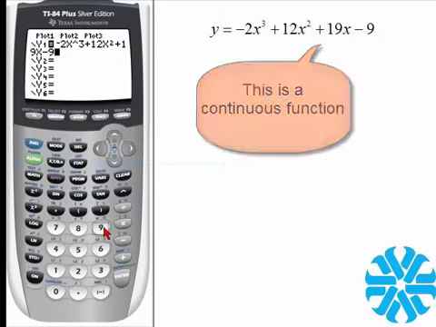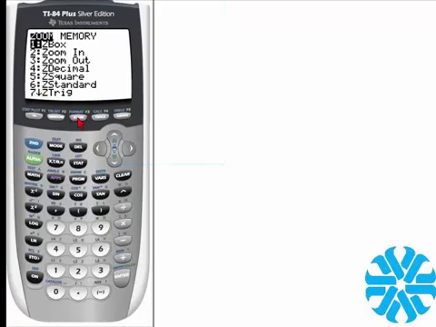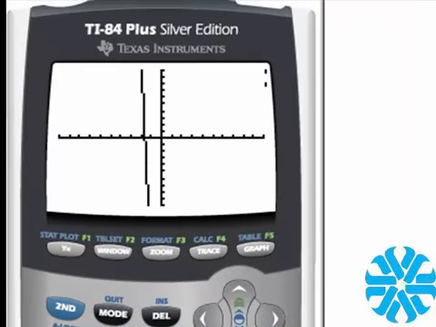subtract 9. And let's make sure we're in the standard viewing window, so we go to Zoom, and then ZStandard is the standard viewing window, so we hit number 6, and now it's going to graph this function in the standard window.